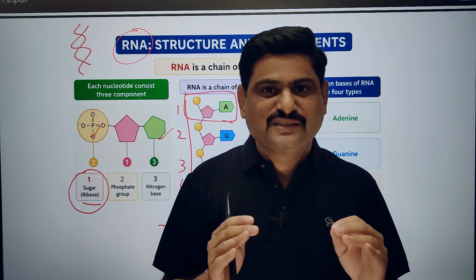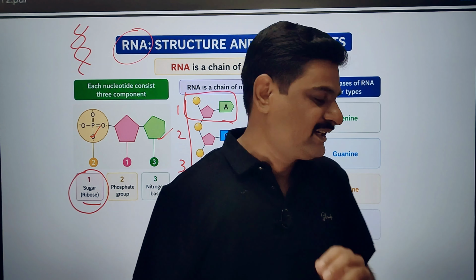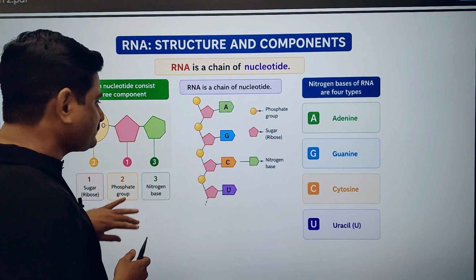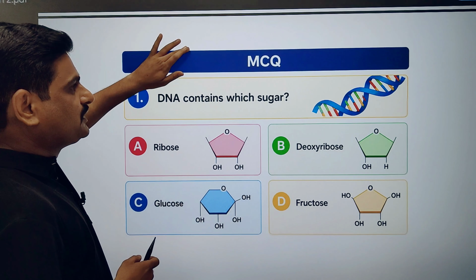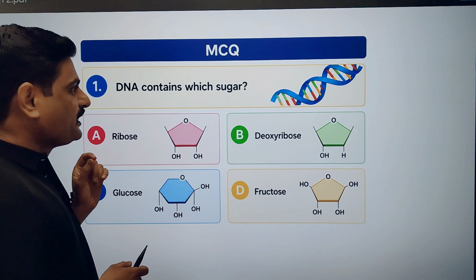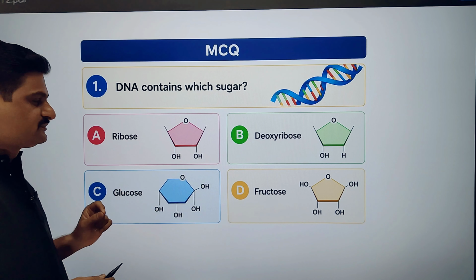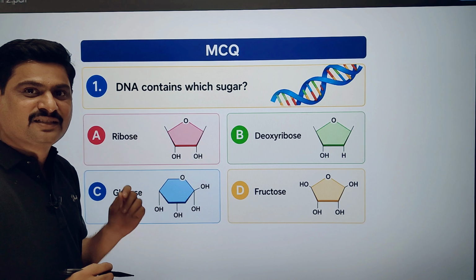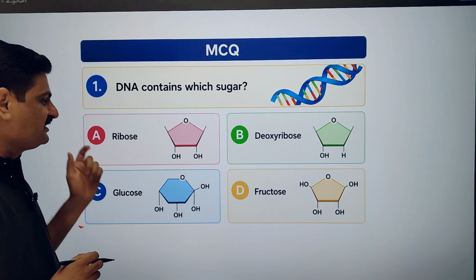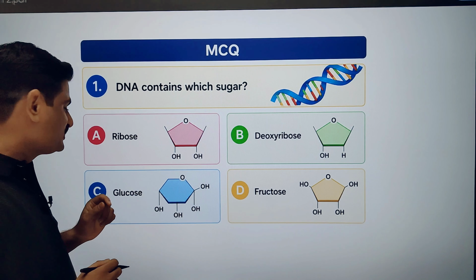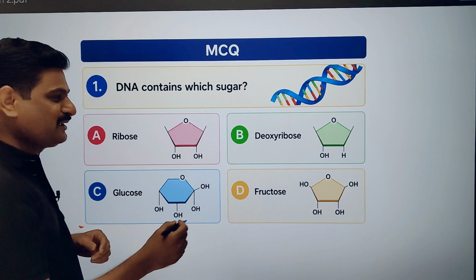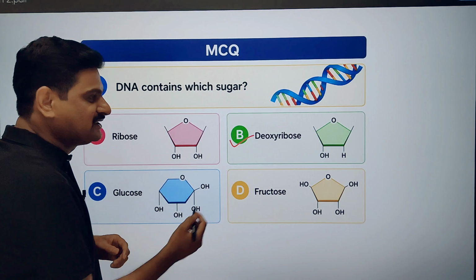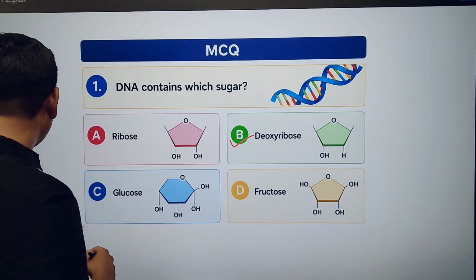Now let's check how much your understanding happened about DNA and RNA. First question: DNA contains which sugar? Whether it is ribose sugar, deoxyribose, glucose or fructose. Pause the video and answer in the comment box. What is the sugar which is present in DNA? Good. Many students, I know 100%, you will give the answer. Deoxyribose sugar is present in DNA.